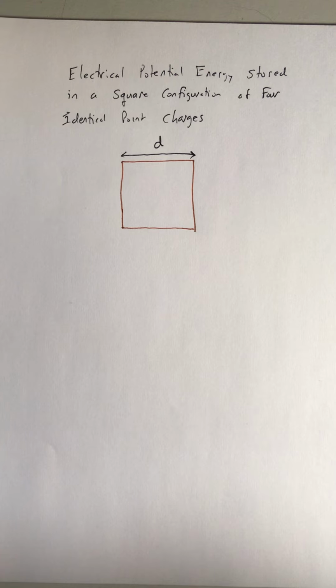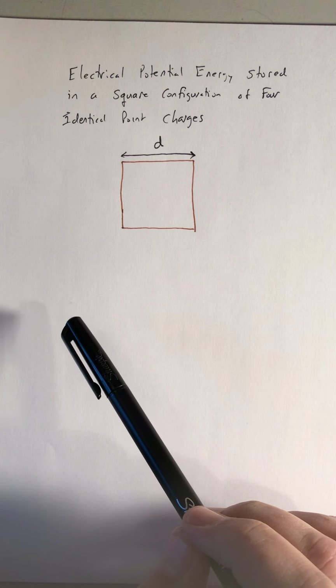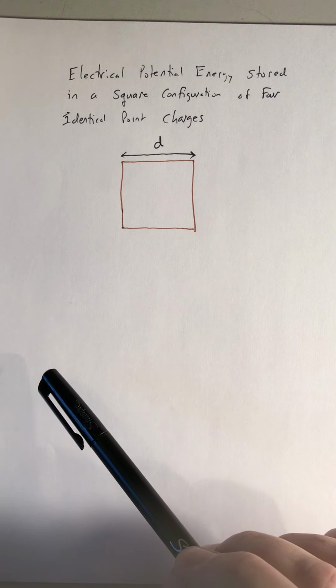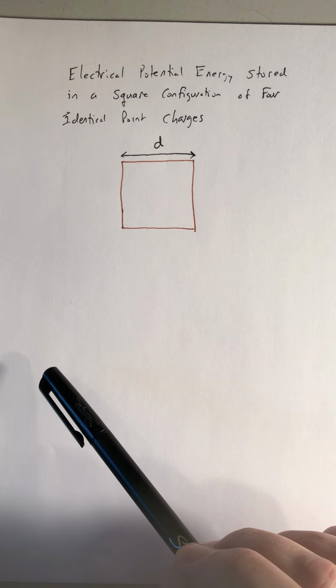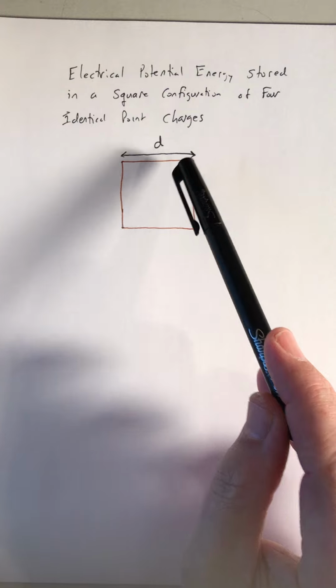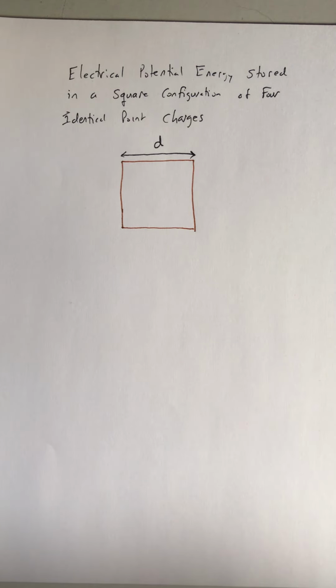I want to calculate how much electrical potential energy is stored in some configuration of point charges. In this case, we're going to have 4 identical positive point charges arranged at the vertices of a square, to sort of simplify our calculations a bit. There are a few different ways you can think about doing this.